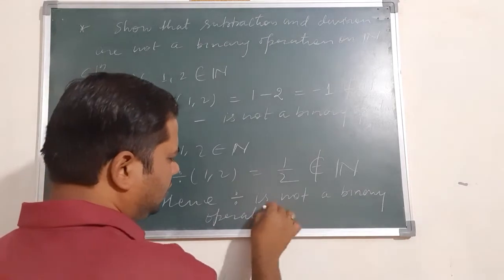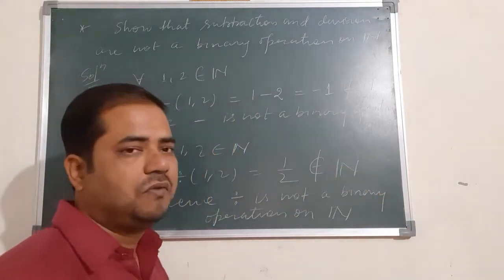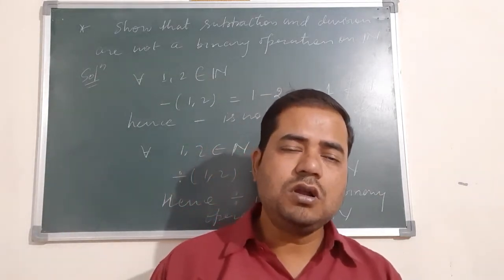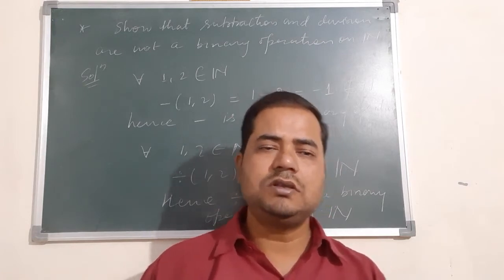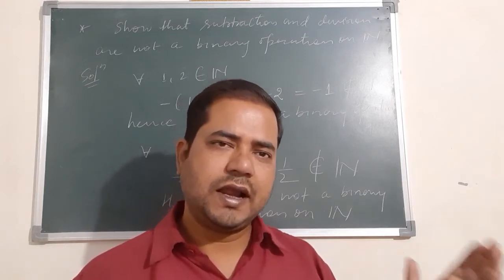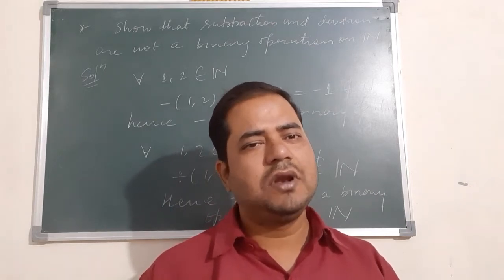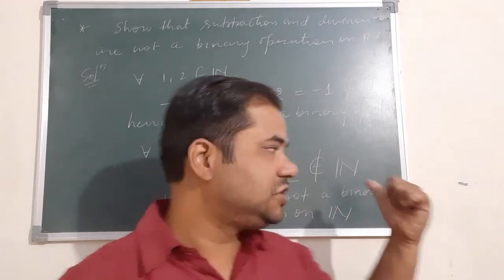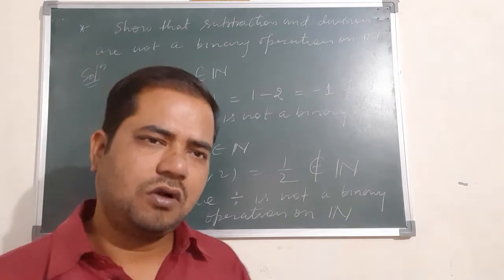on the set of natural numbers. Why are these not binary operations? Because they do not hold the closure property. What is the meaning of closure property? Closure property means if you add a real number to a real number, then you again get a real number. If you add a natural number to a natural number, then again you will get a natural number. But it is not so in these two examples. That's why these are not binary operations.